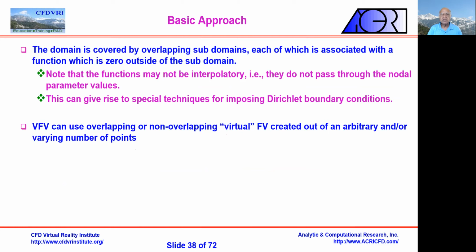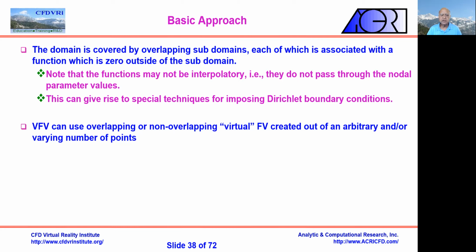So what happens in this one is that the domain of application, or your control volume for your equipment, is covered by overlapping subdomains, each of which is associated with a function that is zero outside that subdomain. Conceptually, if you think of a whole big tank filled with little volumes, then you devise a function for each control volume, which is zero outside. The functions may or may not be interpolatory, and that's why it sometimes gives you a lot of problems to impose Dirichlet boundary conditions, which are fixed.